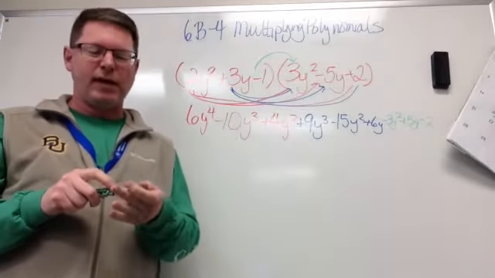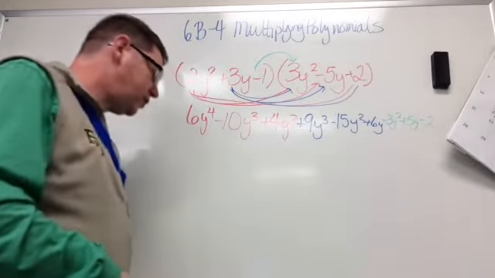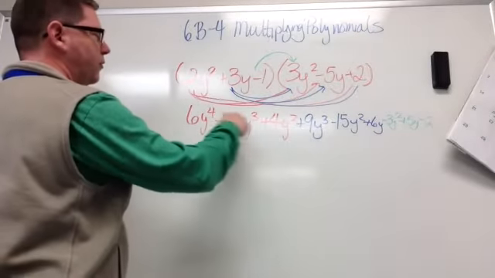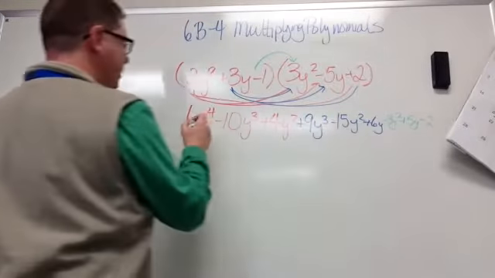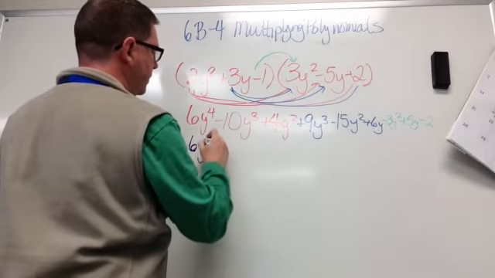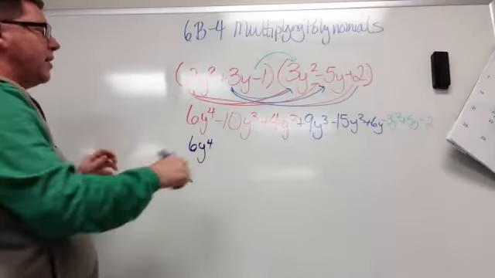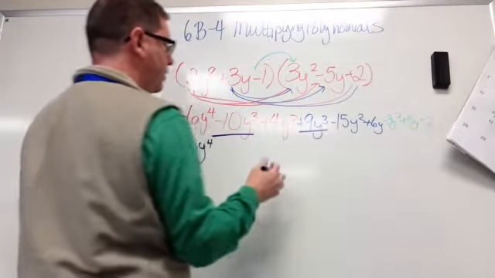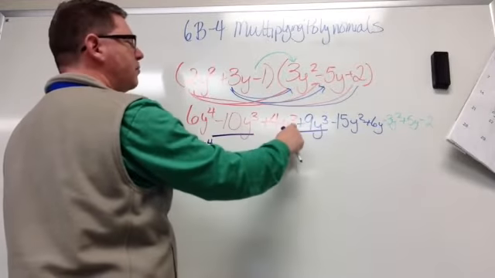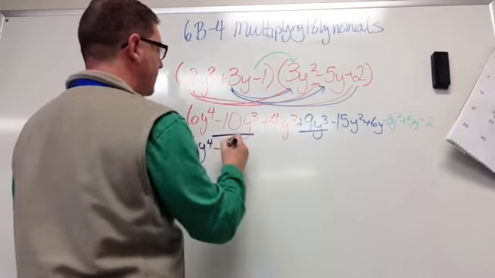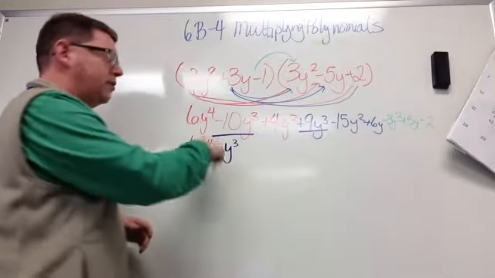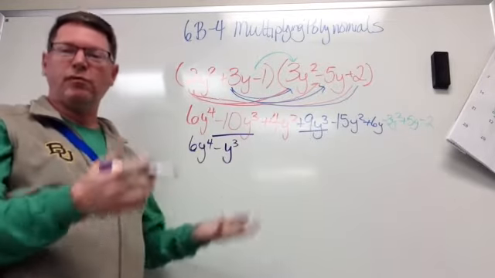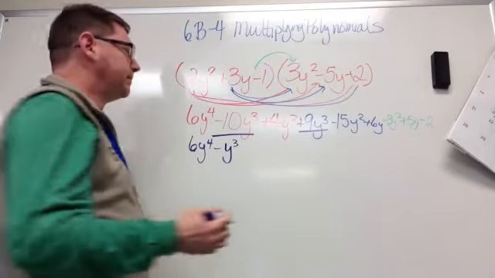Now I have to combine like terms. And I'm going to go to purple to combine like terms. Do I have any more y to the fourths? No, I don't. So I'm just going to bring down the 6y to the fourth. And now I have y cubed. Do I have any y cubes? I have a negative 10y cubed and a 9y cubed. So negative 10y cubed plus 9y cubed is negative 1y cubed. But we don't put the 1 because Math Council 1508. We just leave it negative y cubed. If you put a 1, it's okay, but I'm not going to.